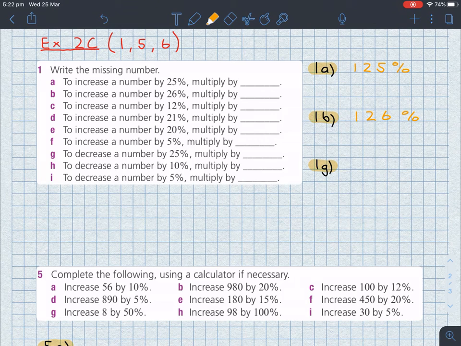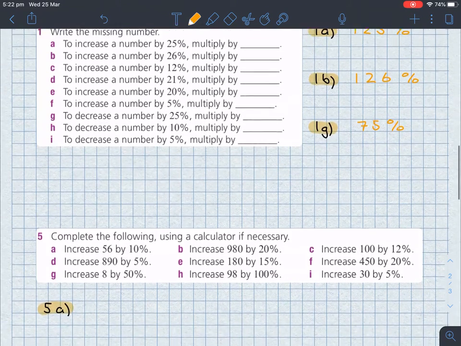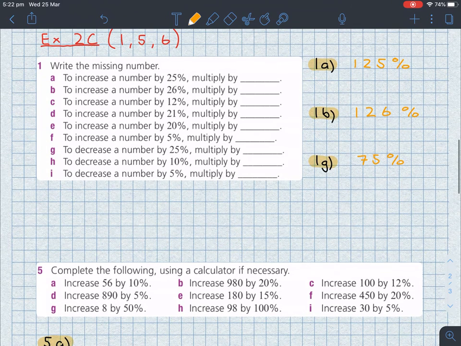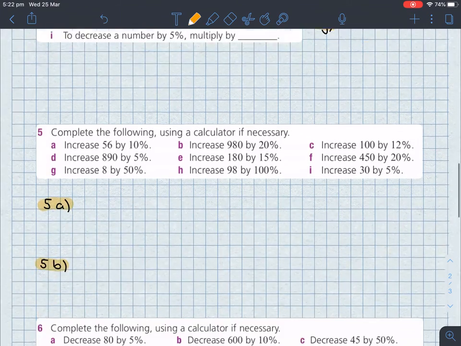Now I'm going to skip a few now and go down to part G. To decrease a number by 25%. Decrease is a minus question, so 100 take away 25% leaves us with 75%. Okay, I'll show you now how to do questions 5 and 6. If you would prefer to keep this in your head, you can pause the video and fill in the rest of the questions from question 1 and then play it again when you're up to question 5. Or you can just see all the examples now and then do all the questions afterwards.